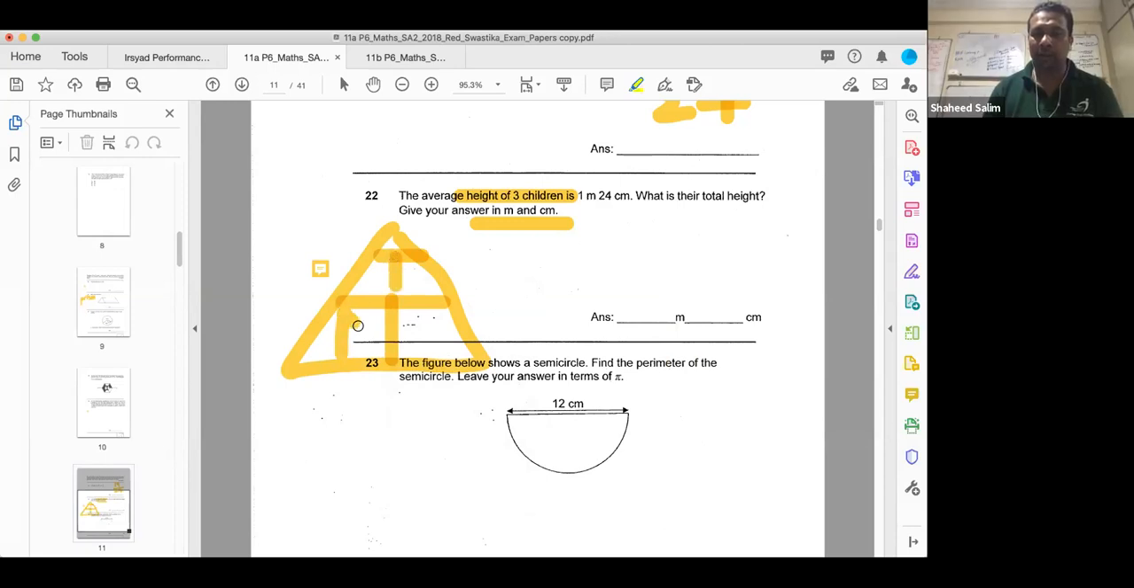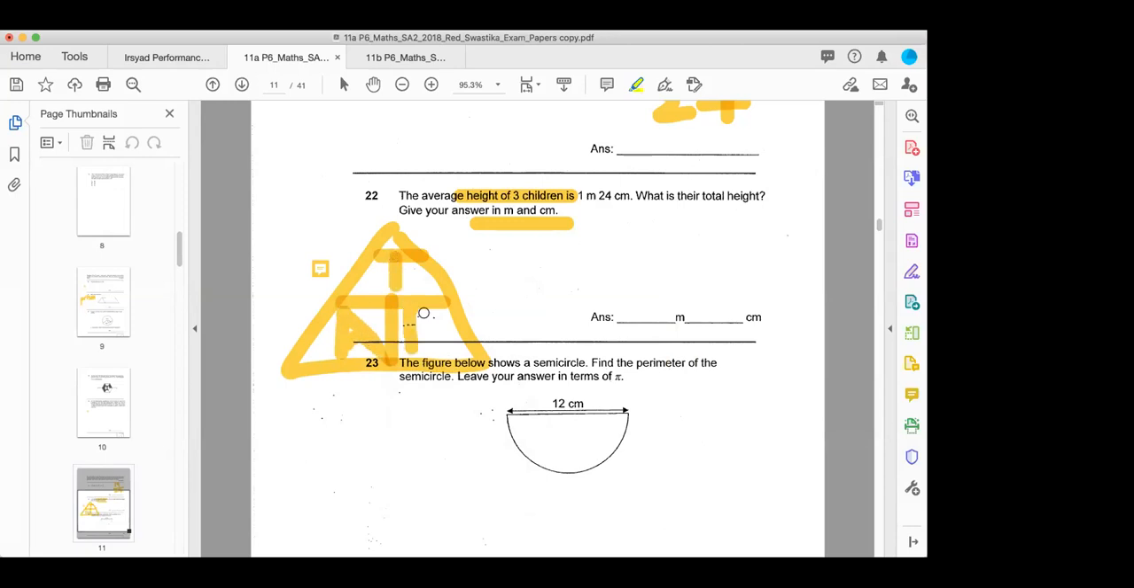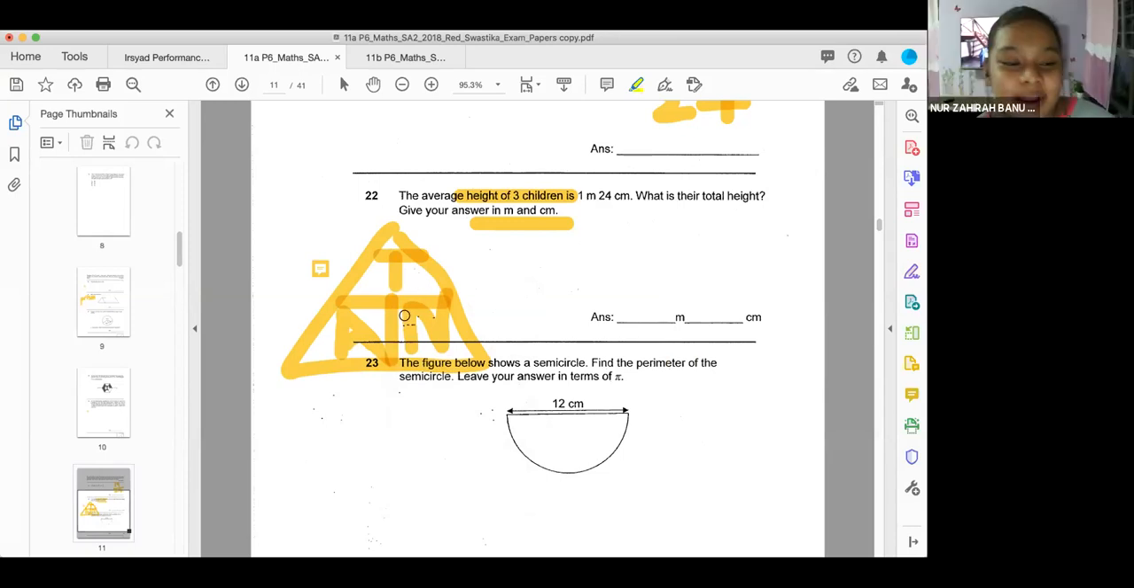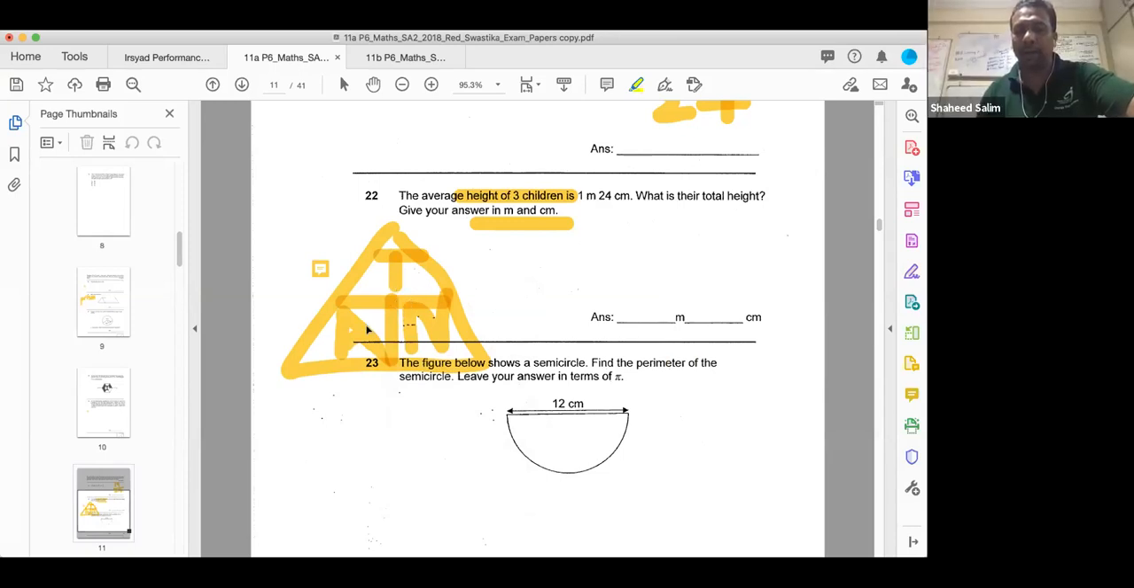Remember not? Total is average times number. We want to find the total, so average times number. 124 times 3. There are 3 children. That's all. 124 times 3. That's it. How come you get 11?